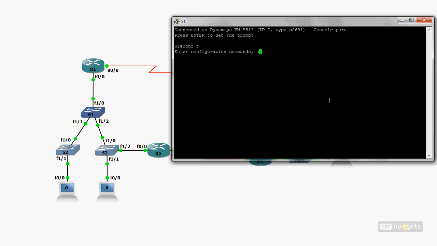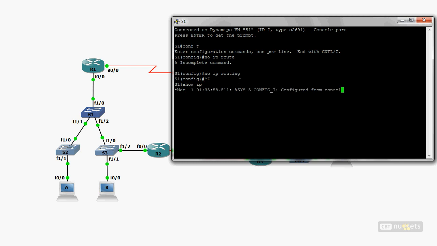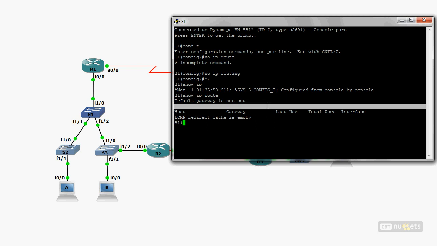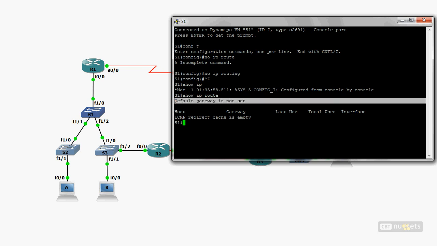So I'm going to go into switch 1. I'm going to type in no ip routing, which says you are not a router. You are essentially a dumb device. You do not do routing anymore. So let me go back here and do a show ip route. And notice it's like I've got nothing. Even the routing table key, where it says O is OSPF, R is RIP, that you would see on a normal router, is missing because we turned off routing. All it's saying is default gateway is not set.